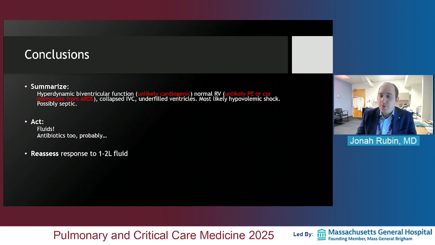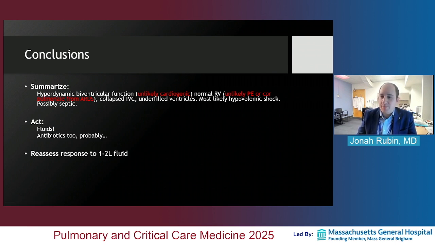Antibiotics too, and you're going to reassess. You're going to see what happens after a liter or two. You're going to go back and see if it looks the same or if it looks better. You're not going to flood the patient with 5 liters of fluid based on the echo, obviously, right? If there isn't an appropriate response, then you might still have to second guess your finding, right? But this helped guide your management, right?